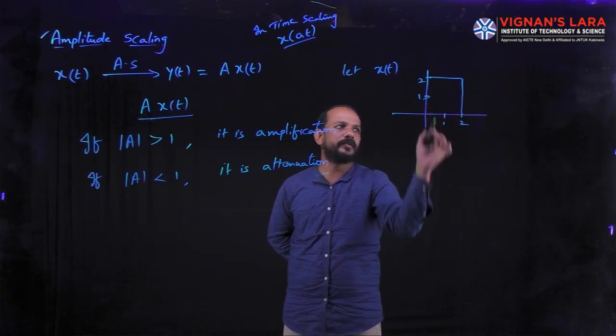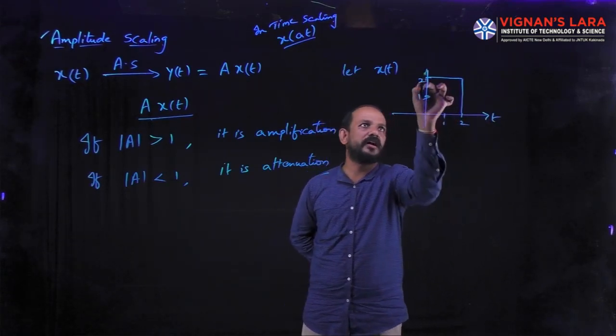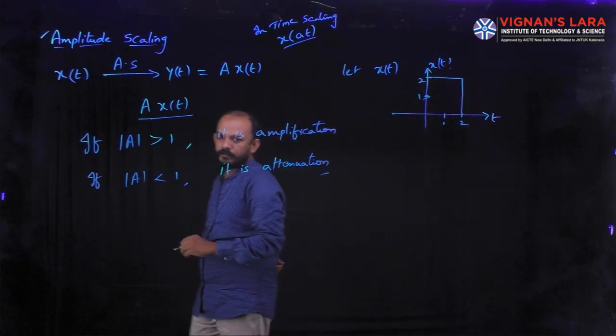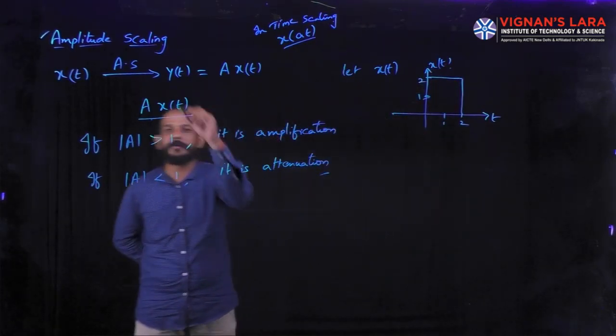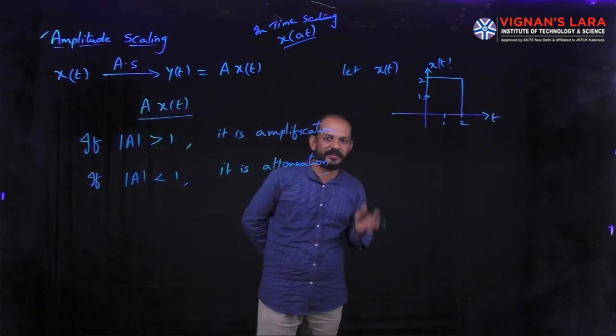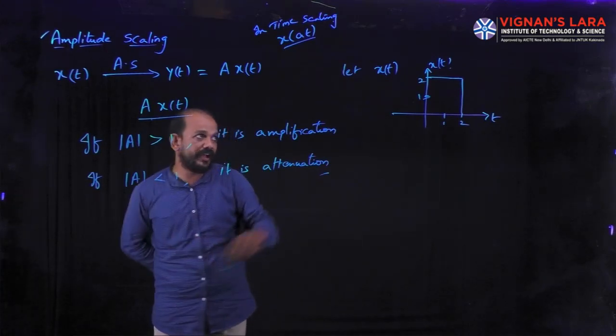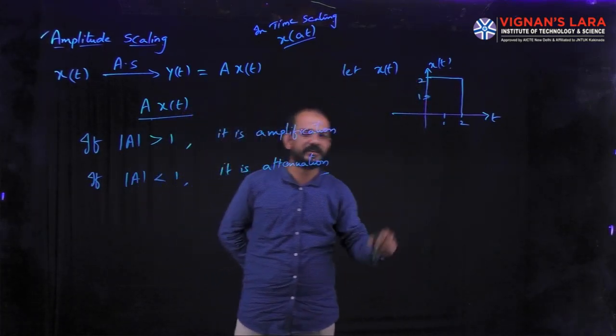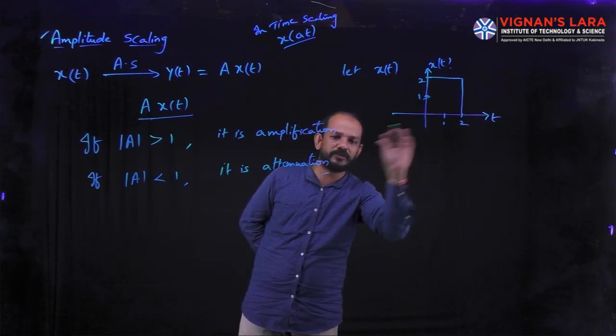Okay. So this is t and this is x of t. Now I have to perform the amplitude scaling operation. That is, it should be scaled with respect to the amplitude. So here I have taken the amplitude on the y-axis. So there is a change in the y-axis and there is no change with respect to time.